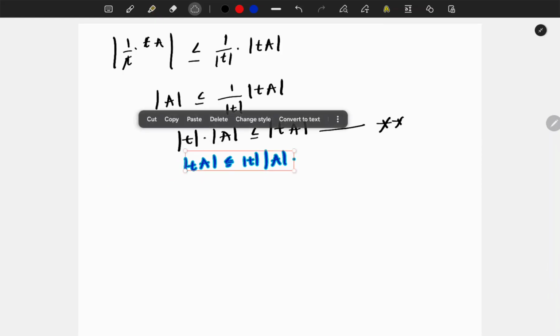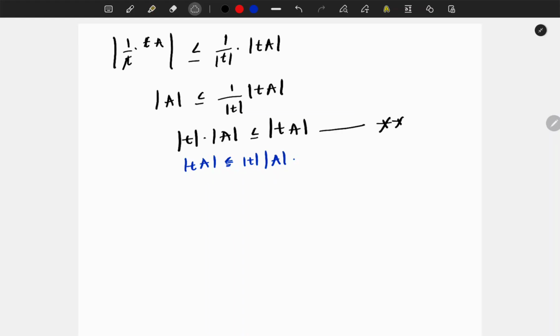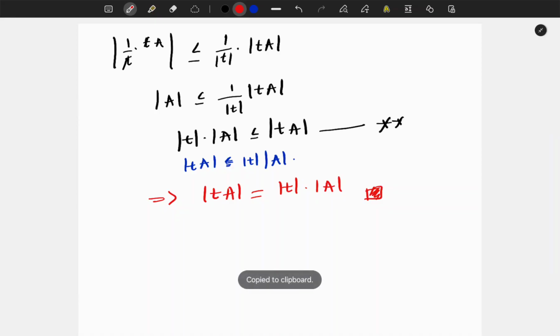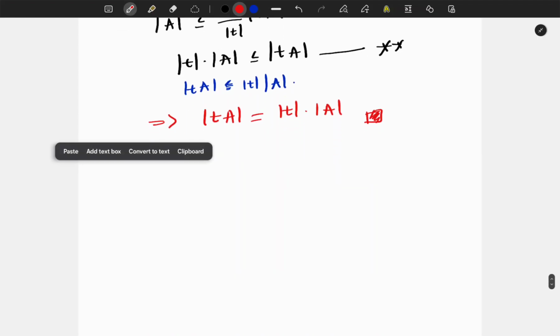Then we have the second direction. If you combine these together, this implies that the outer measure of tA is equal to mod t times the outer measure of A, and that concludes that question. So let's go to problem 3.